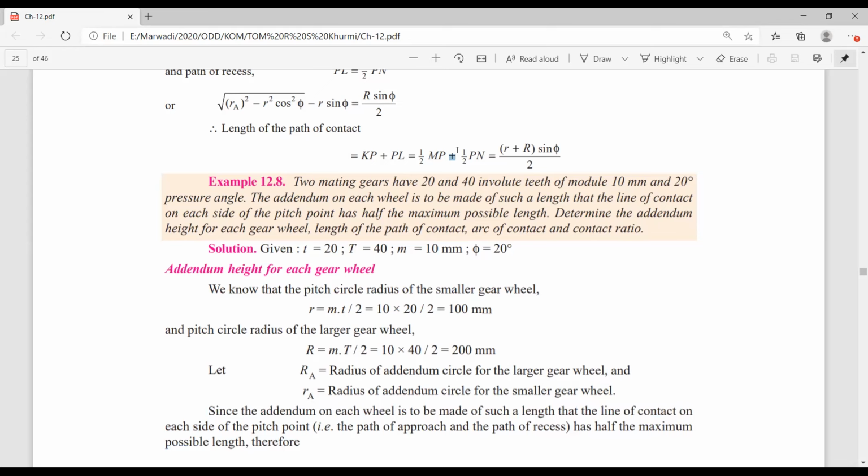Visible? Okay. So what is the path of approach? Path of approach is actually KP. So KP is actually half of the maximum possible. The maximum possible path of approach is MP. So KP is equal to 1 by 2 MP. Done? And PL is equal to 1 by 2 PN. These are the two equations we can derive from this statement.